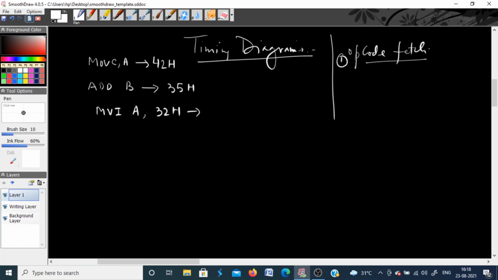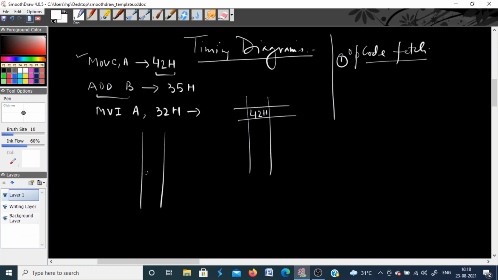So MOV C, A is a 1 byte instruction, because you need only the opcode. There is no operand basically here. The operands are already stored in the registers, right? So it will take one memory location in the memory to store this byte. So it is a 1 byte instruction. Similarly, your ADD B is also a 1 byte instruction. So you need only one opcode, that is 35H.